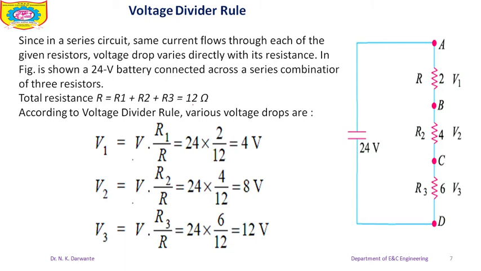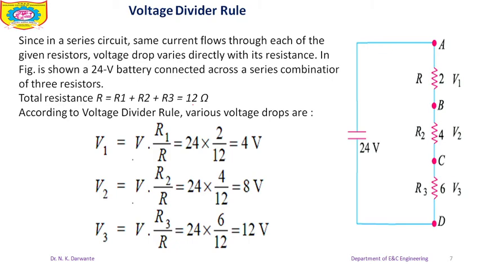Then, as shown in the figure, if 24 volt is applied across a series combination of the resistances, the total resistance is R = R1 + R2 + R3, where R1 is 2 ohm, R2 is 4 ohm, and R3 is 6 ohm. The total value is equal to 12 ohm.